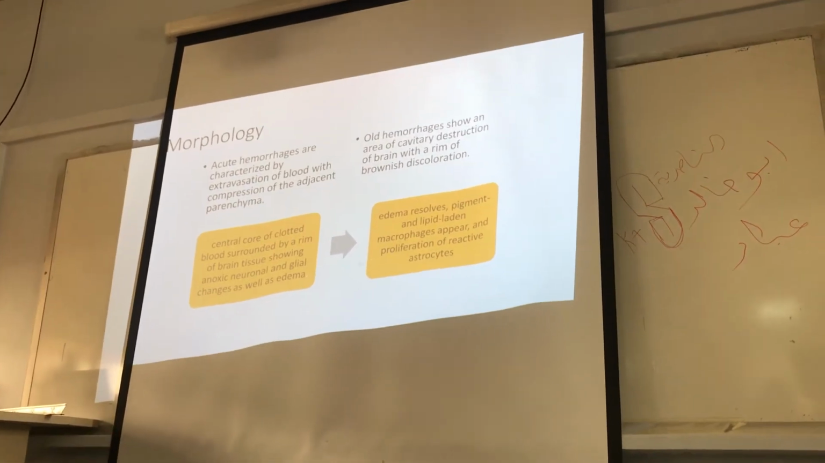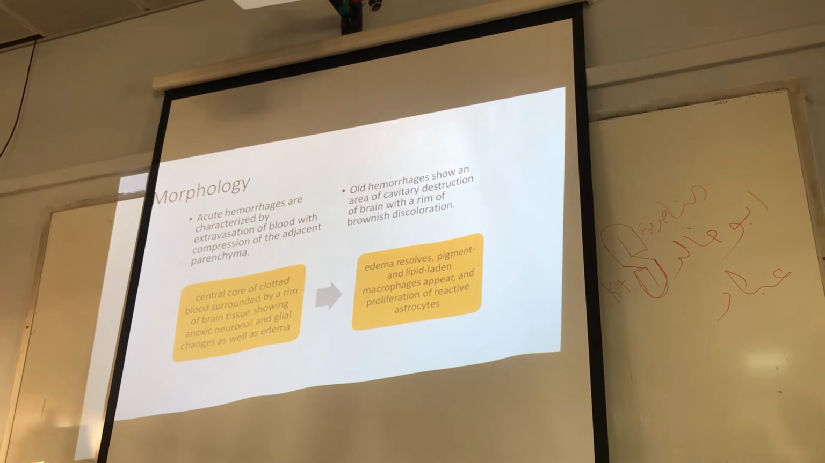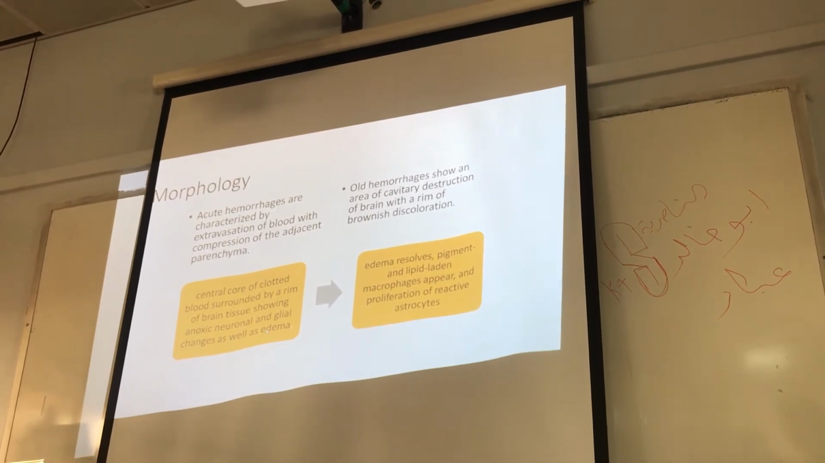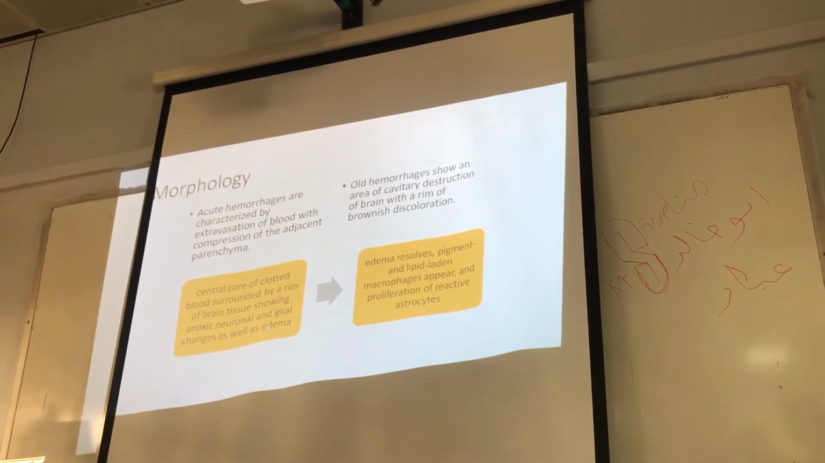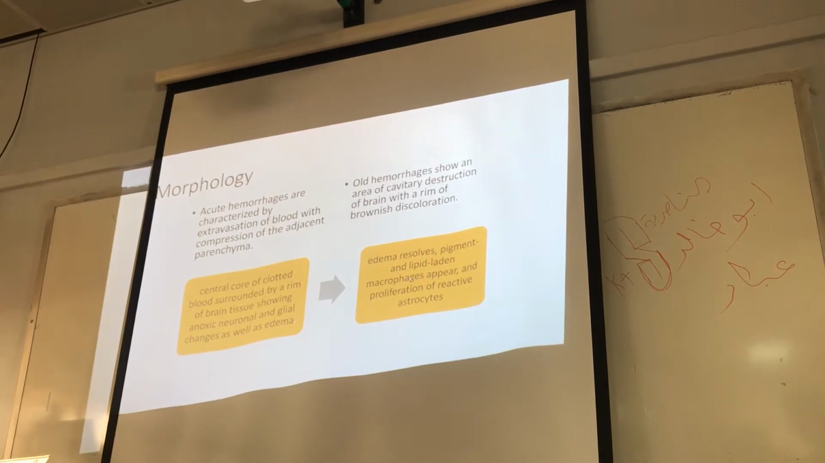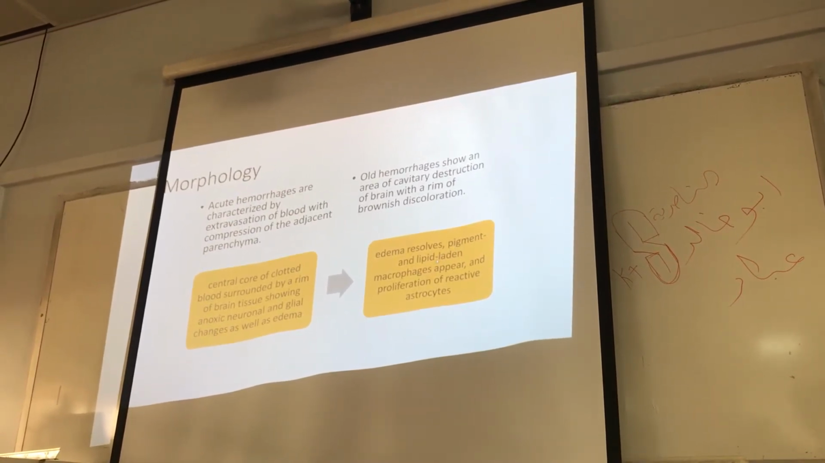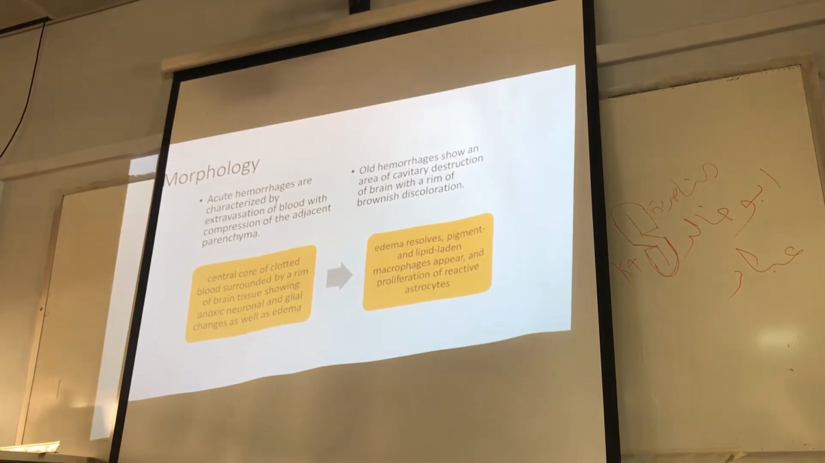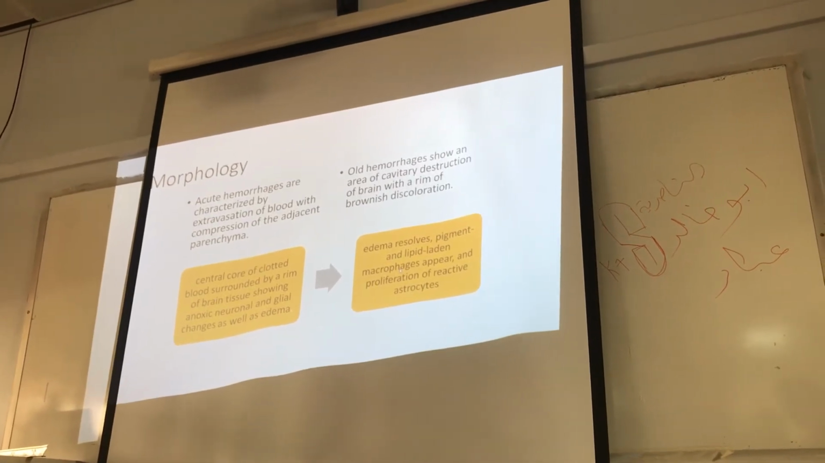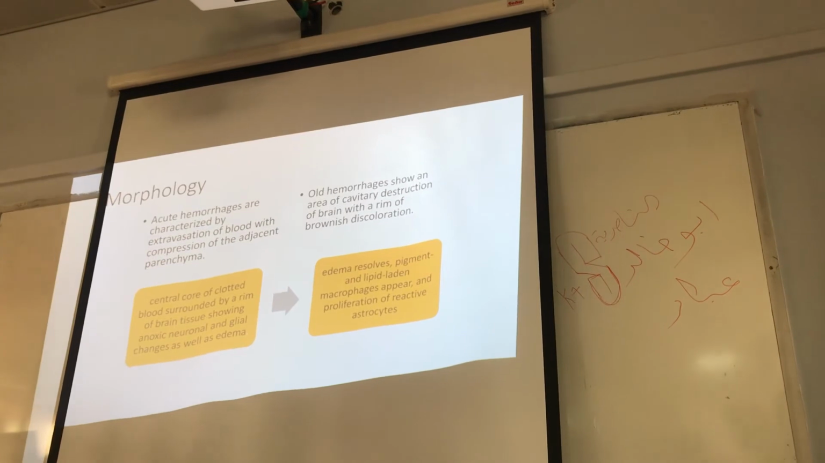So what is happening here? Initially, wherever there is injury, you will have edema from increased vascular permeability, inflammation and histamine. This edema will resolve later on, as histamine is a short-lived mediator. Now the macrophages engulf the lipid and hemosiderin pigment, and there is proliferation of astrocytes.